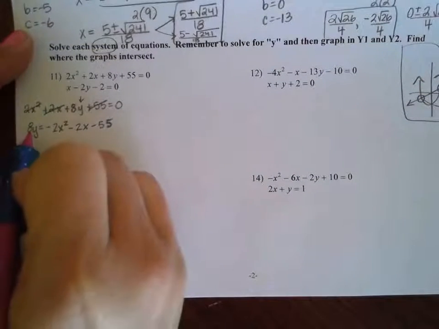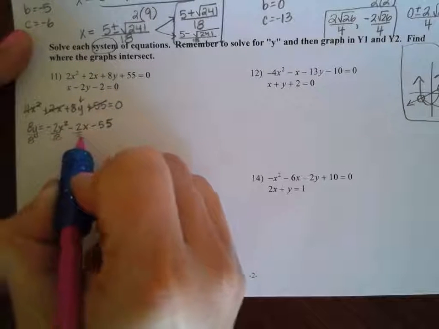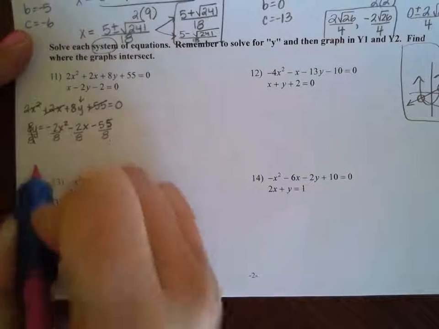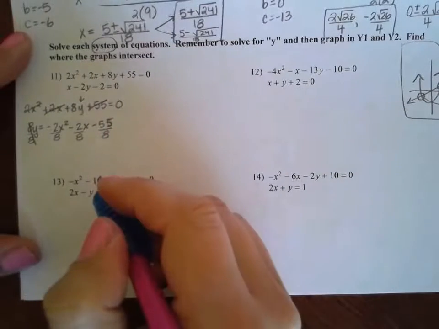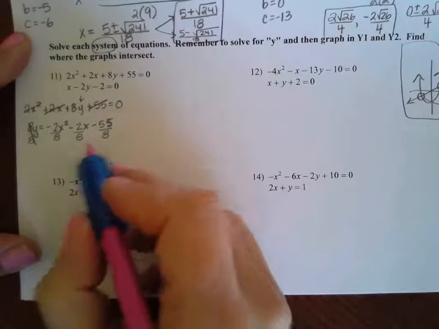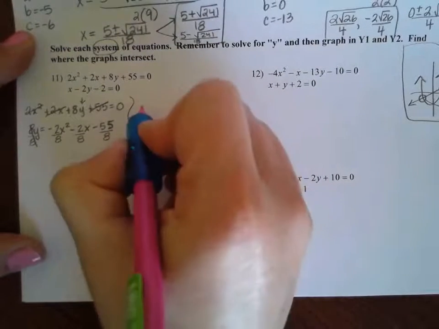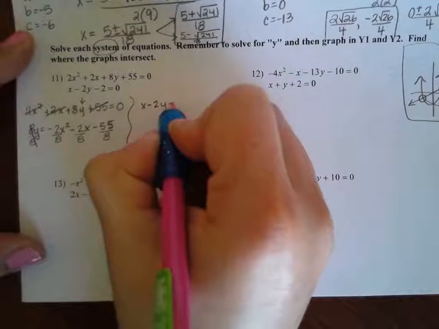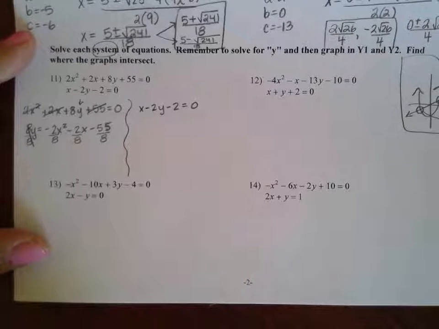Okay? Now I got to get the y by itself, so I'm going to divide by 8. Divide all of these by 8. Now you have the y by itself. I'm just going to leave mine like that, to be honest. I'm not going to try reducing anything. Then for the second equation, you have x minus 2y minus 2 equals 0. This one's easier. We did the hard one first.